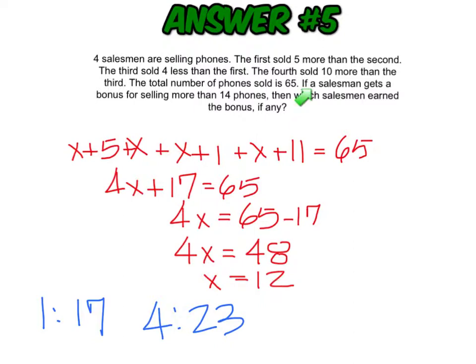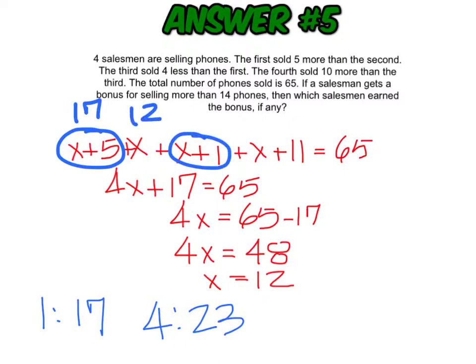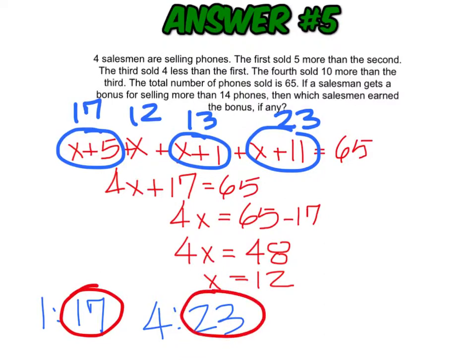Now the question says if a salesman gets a bonus for selling more than 14 phones, then which salesman earned the bonus, if any? Go back and find how many phones were sold. If you plug in 12 on this one, that would be 17. This one is just 12. This one is 13, and this one is 23. So salesmen 1 and 4 earned the bonus, and they had 17 and 23 respectively.